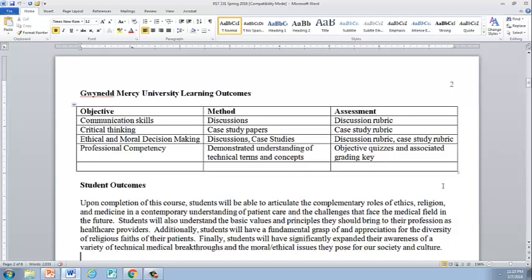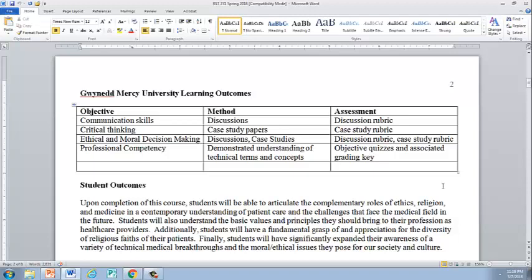Critical thinking skills: the case study papers. Critical thinking is a very, very important skill to have. Not just that you can regurgitate information, but you can make connections, draw conclusions, and analyze information, and certainly with something as intricate as healthcare, there's a lot of information to synthesize. So we're hoping that you'll be able to do that, especially because it's going to confront you in the field when you become professionals.